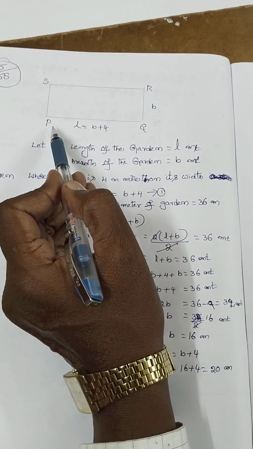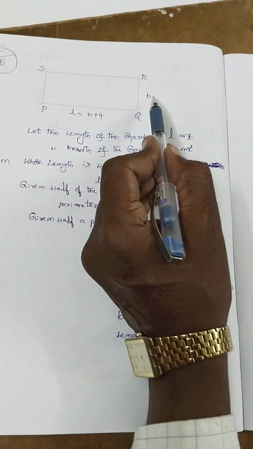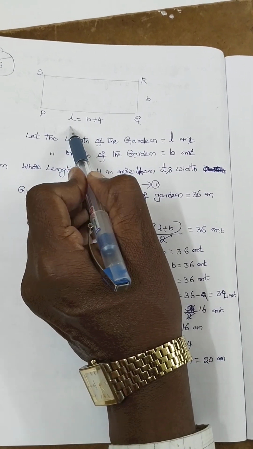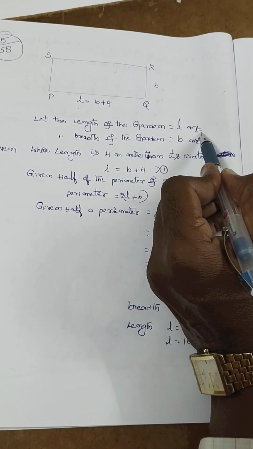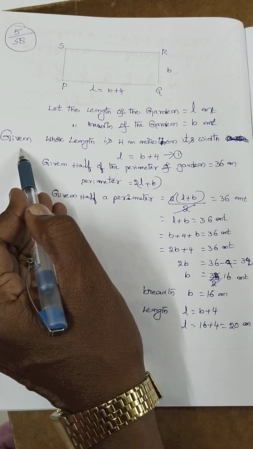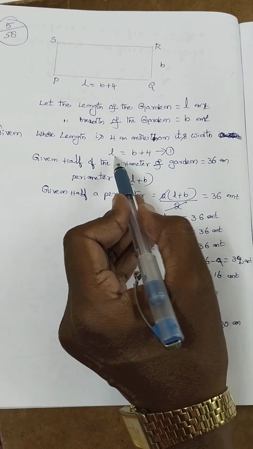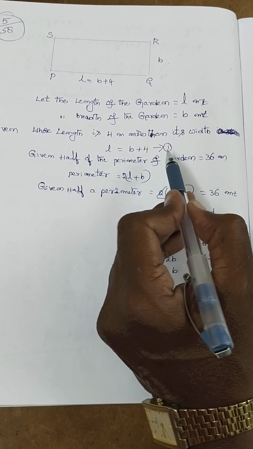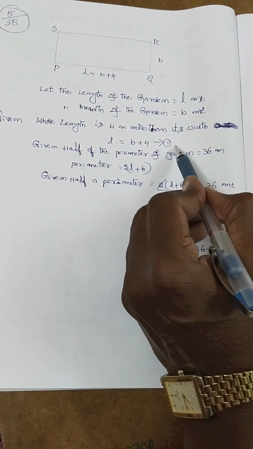Again I am telling you, PQRS is a rectangle. L is the length, B is the breadth. Let the length of the garden be L meters, let the breadth of the garden be B meters. Given: length is 4 more than its breadth. Length is 4 more than breadth, so if breadth is B, L is equal to B plus 4. Say equation 1.